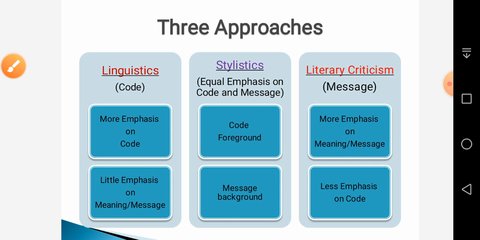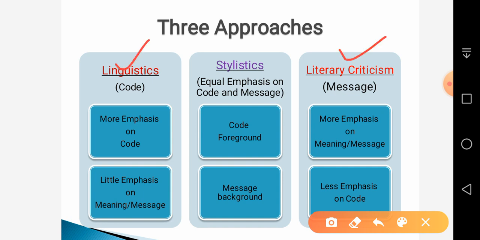So let's wind up that there are three approaches to literary text as far as critical evaluation is concerned, or practical criticism is concerned. So one is the linguistics approach, the second one is the literary criticism approach, and the third one is the stylistic approach.